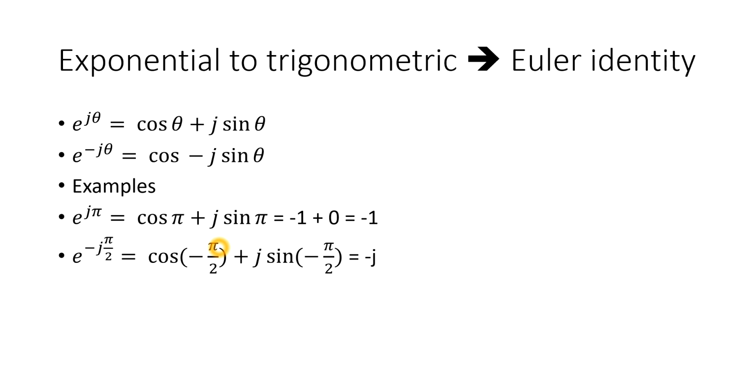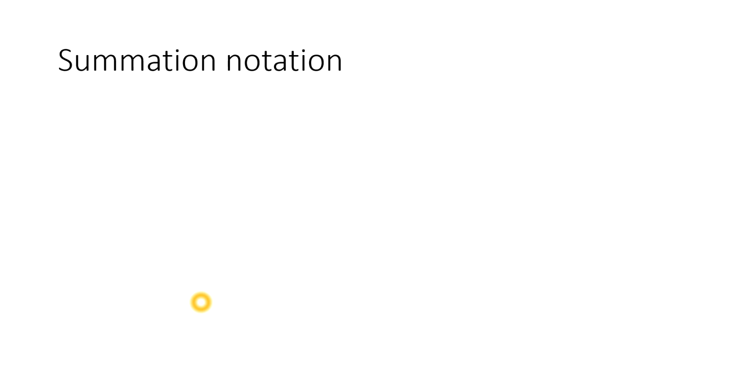E to the power of minus j pi over 2 is minus j. So you need to use the sine and the cosine of the common angles we discussed in the previous table. I hope now you understood the Euler identity, and how to use it to convert between exponential and trigonometric forms.